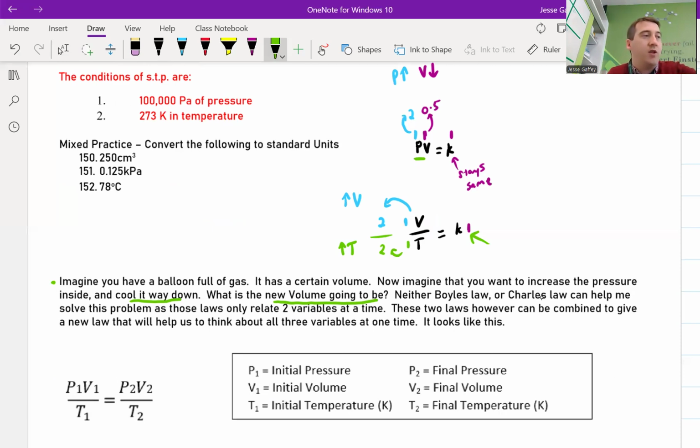Now, at this point, I'm going to ask you guys to pause the video and make a note of this as the combined gas law, and also write down what each of these things stands for, please. So do that for me now.